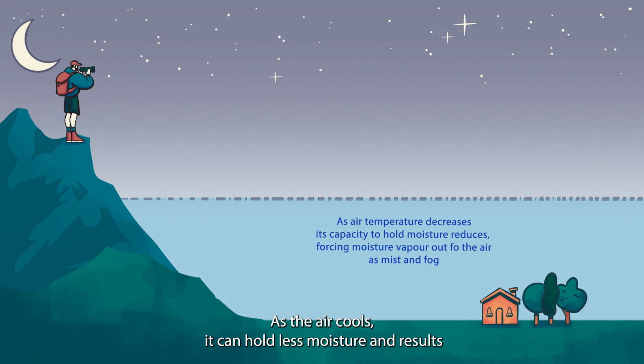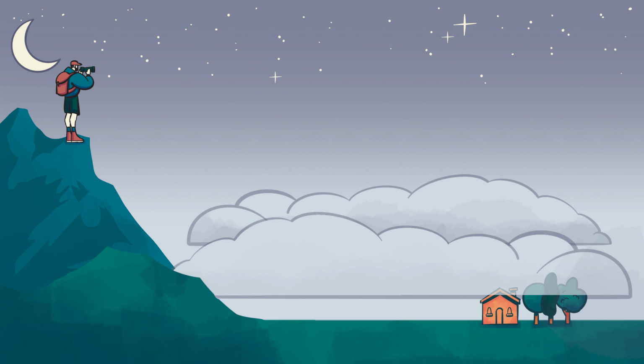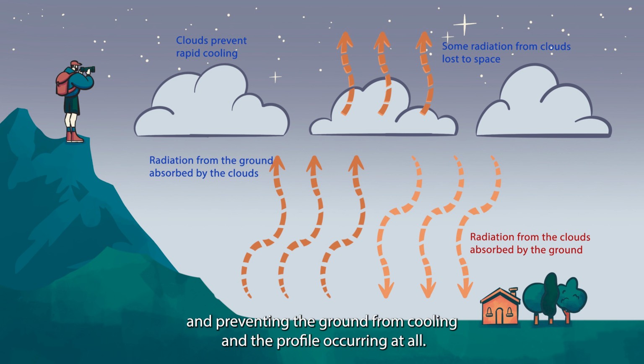As the air cools, it can hold less moisture and results in water vapour getting forced out in the form of liquid droplets or mist. Where clouds are present, nearly all the radiation emitted is absorbed by the cloud, insulating the air beneath and preventing the ground from cooling and the profile occurring at all.